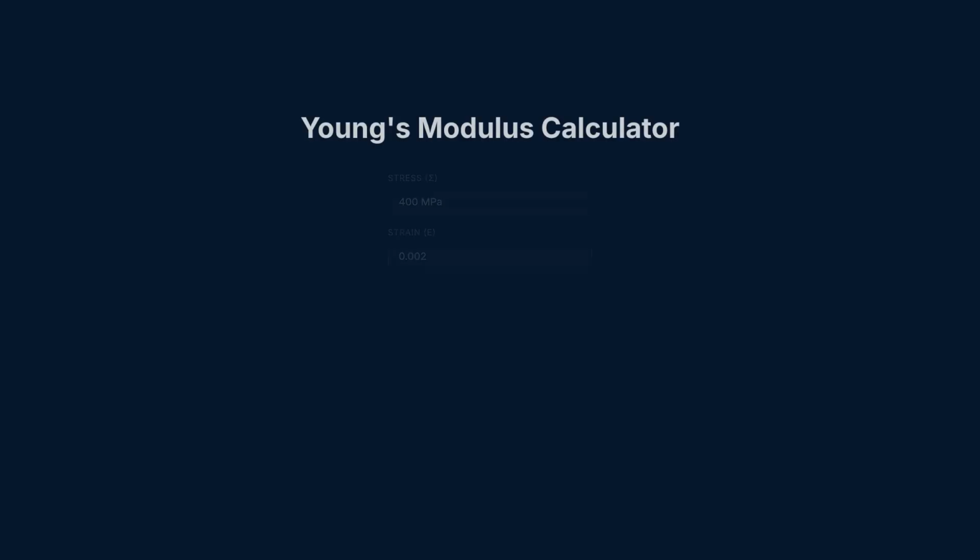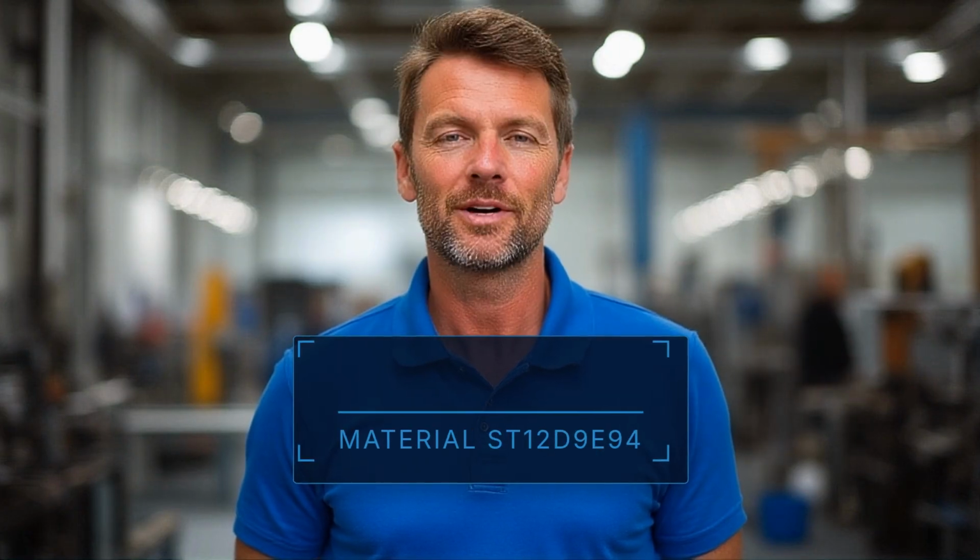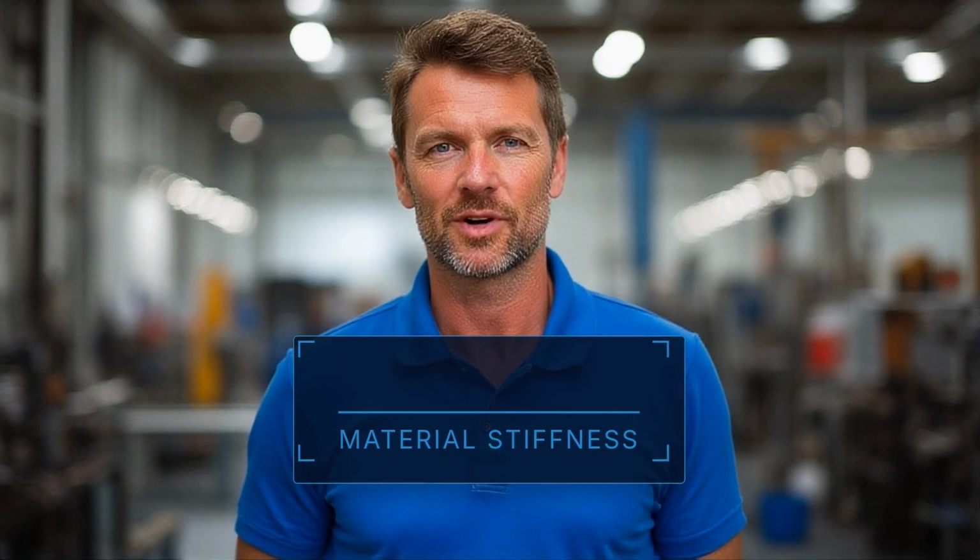Let's work through an example. I'll enter 10 for stress and 10 for strain. After clicking Calculate Young's Modulus, the calculator processes these values to determine the material's elastic modulus. This result represents the material's stiffness, how much it resists deformation under applied stress.